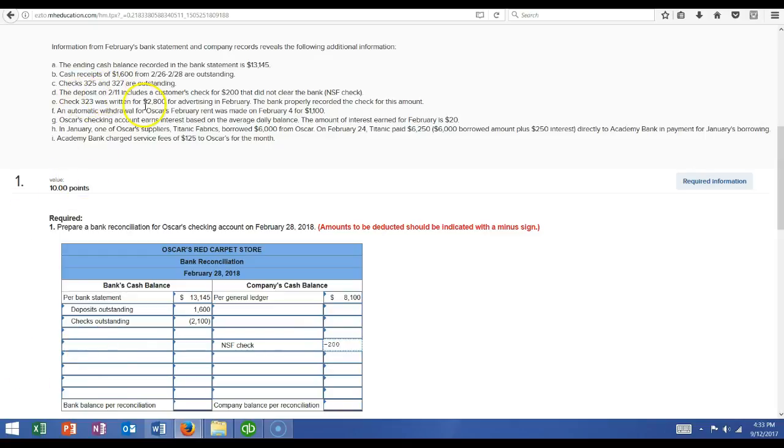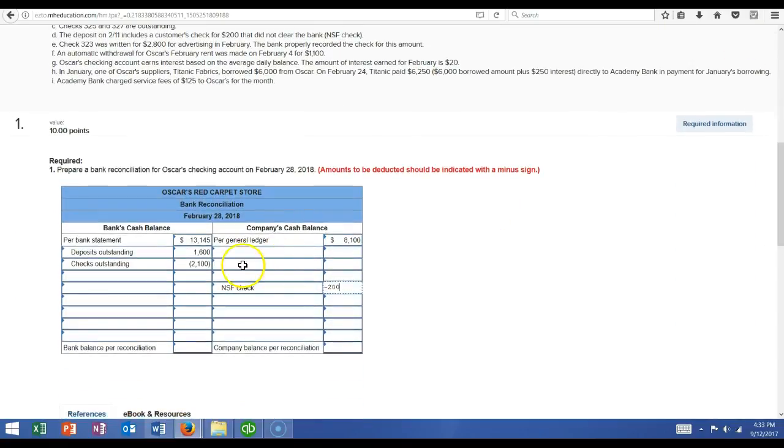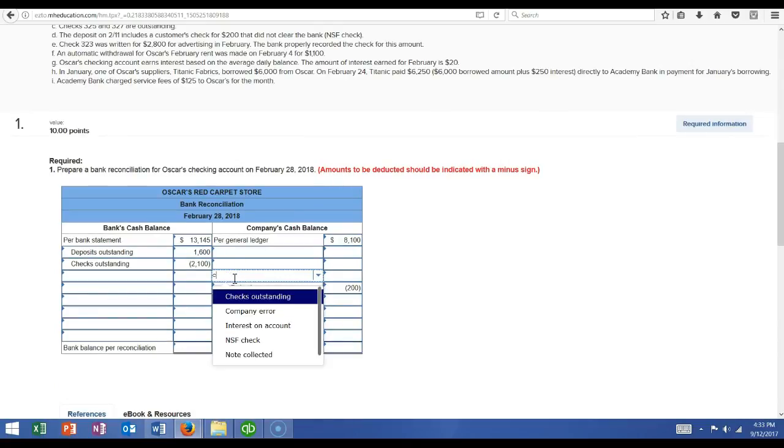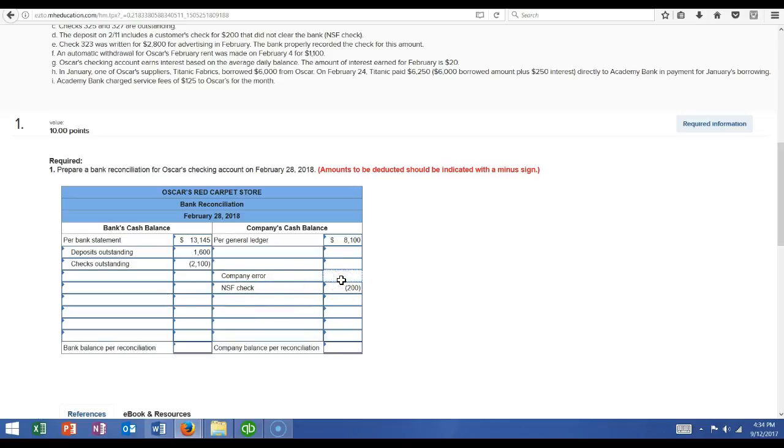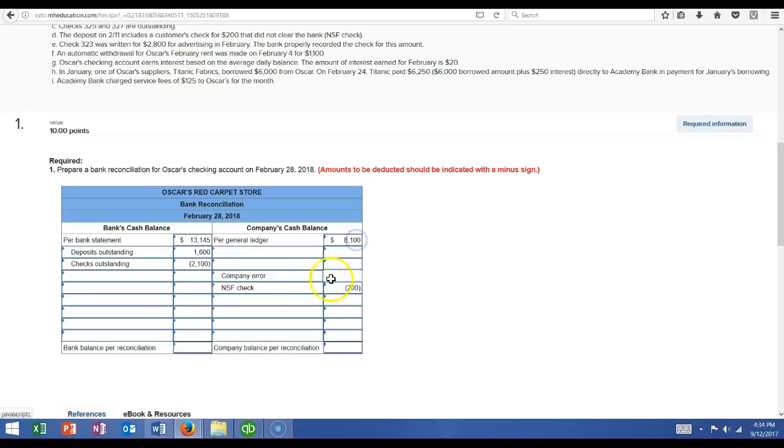Check 323 was written for $2,800 for advertising in February. The bank properly recorded the check for this amount. Check 323, if we go and look at 323, we see we recorded it for $2,500. So we made a mistake. It was, I would call it a company error. Company error of $300. It's a company error not in our favor. Minus $300.